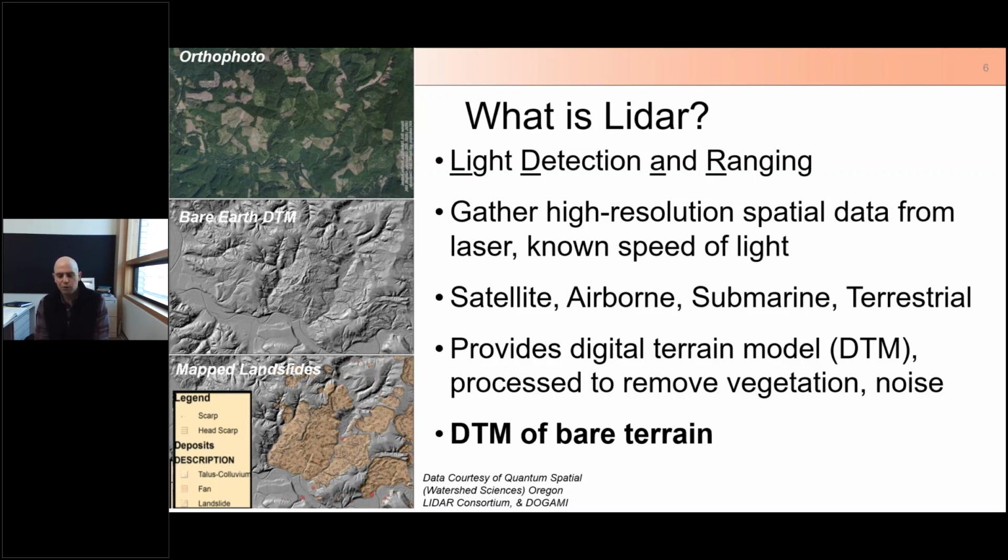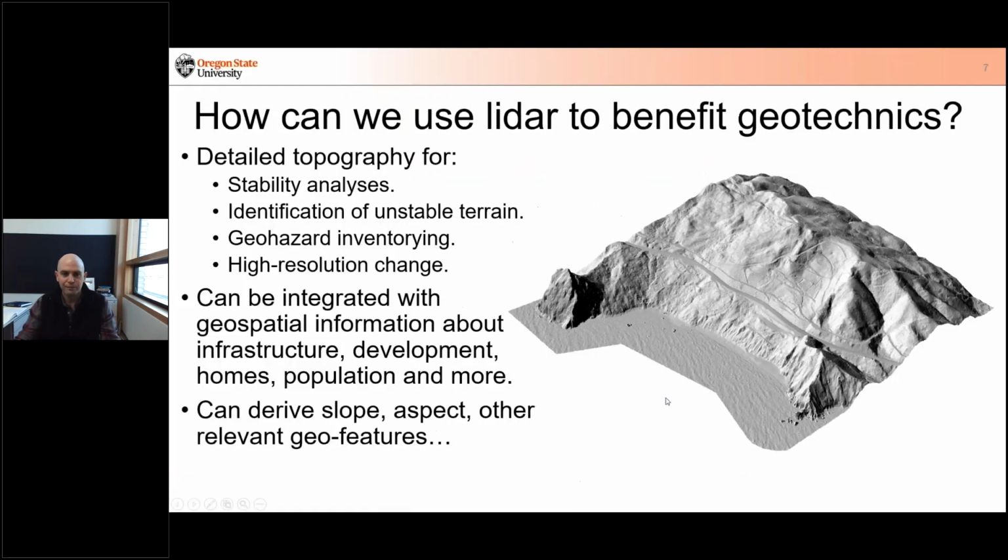There's lots of platforms for it, everything from a satellite to a submarine to a tripod. And what it does for us in particular is it provides us a digital terrain model. And what we can do with that model is process away things like vegetation or other artifacts like noise and end up with a bare earth model of the ground that we can all of a sudden see lots of geologic features and past hazards and present hazards. So basically a DTM of bare terrain.